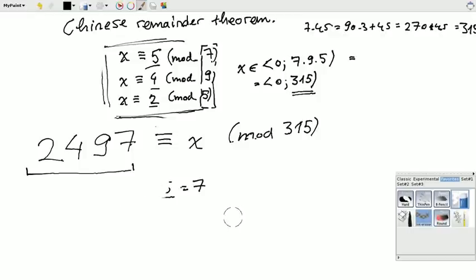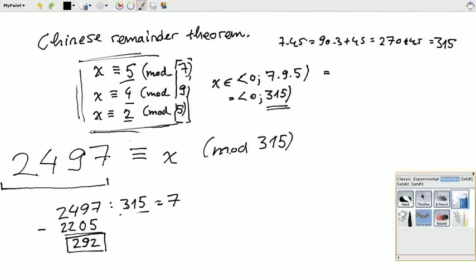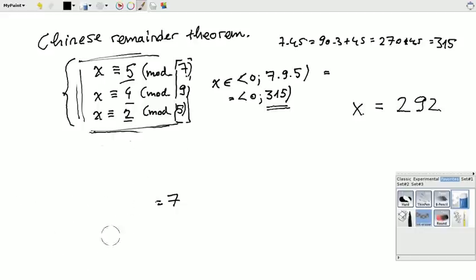So the smallest natural number that fits all of those 3 conditions is x is equal to 292. Well, okay. I hope you enjoyed watching me stumble through solving this system of congruences, and I will make just a very short review of what we did.